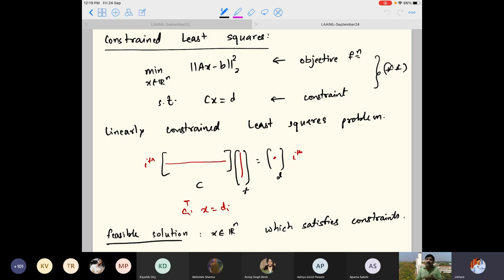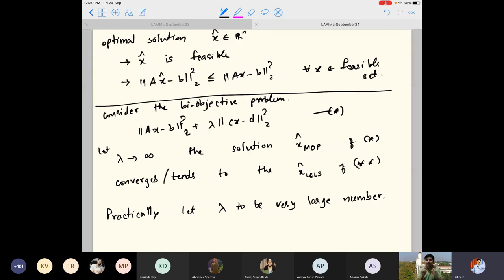First the constraint is satisfied, then you look at all the vectors which satisfy the constraint, and then you choose that x hat which will minimize the cost function norm of Ax minus b squared. That is what you are really doing in this constrained least squares problem. So this norm of Cx minus d squared really has to be equal to 0.